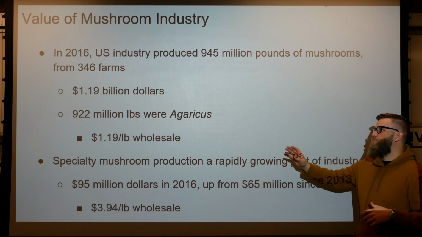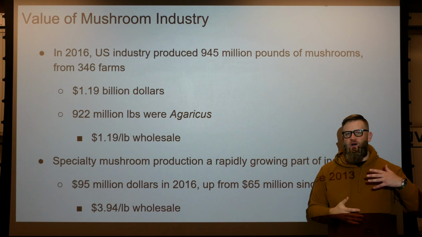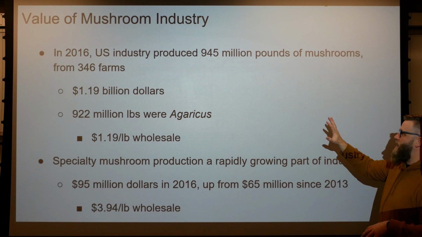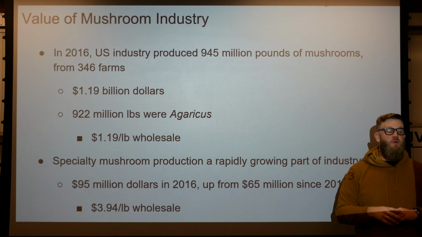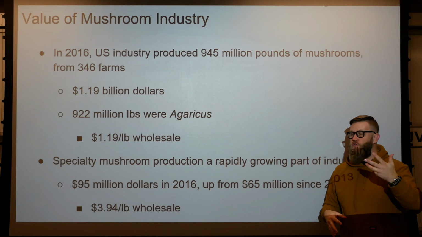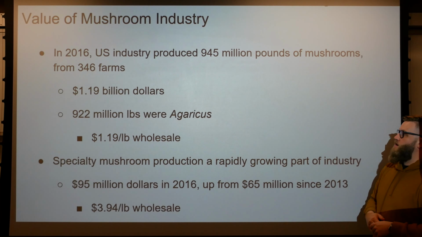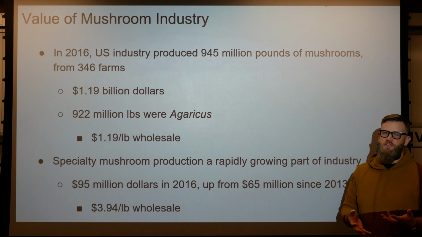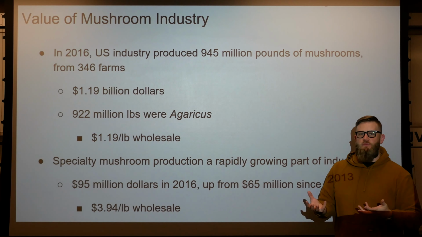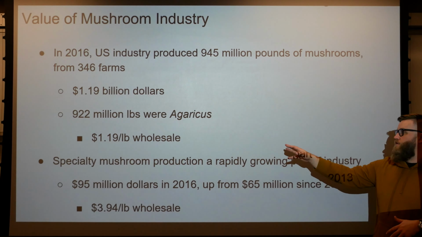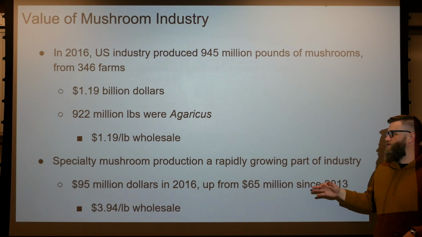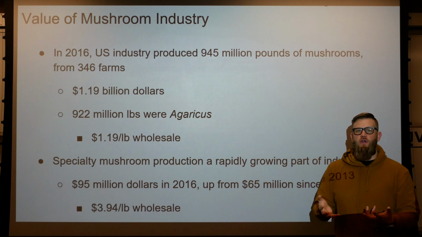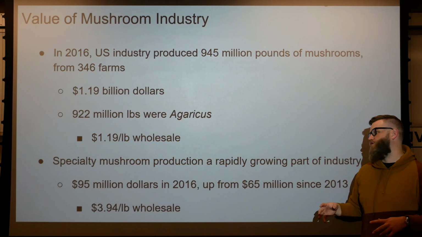Okay, so this is pretty old now, but I got this data while I was in graduate school. In 2016, the U.S. industry produced almost 1 billion pounds of mushrooms, worth over $1.2 billion. And 922 million pounds were agaricus. Now, agaricus is the genus of the typical button mushroom that you find, and those sell for about $1.19 a pound wholesale. But this specialty mushroom part is a big part of the growing fungi-as-food industry.